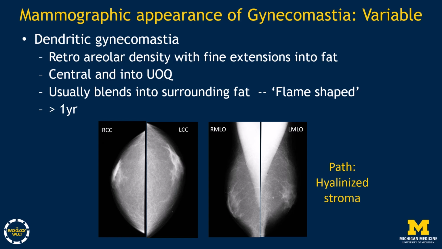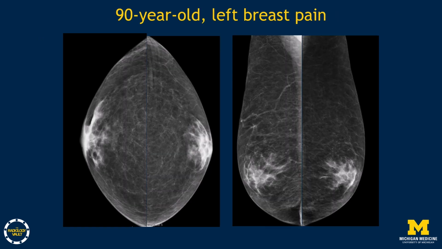And on pathology, when a breast is looked at, the pathology is hyalinized stroma, giving the increased density that we see on the mammogram. These are images of a 90-year-old man who presented with left breast pain, and you can see that there is bilateral dendritic type gynecomastia with the retroareolar density and the flame-shaped interdigitation of the density into the surrounding fat. And you can also note that he had symptoms on his left side, but he actually had fairly symmetric gynecomastia on the right side, which was asymptomatic.